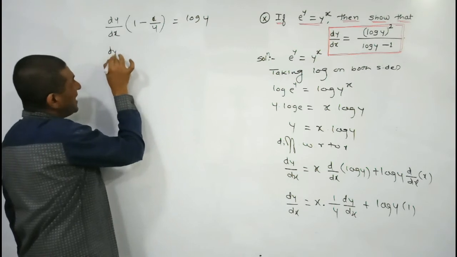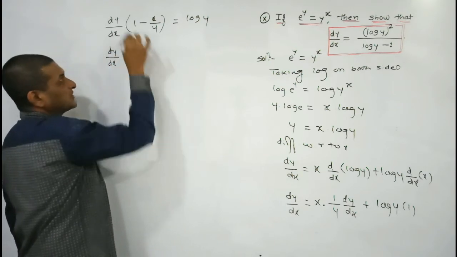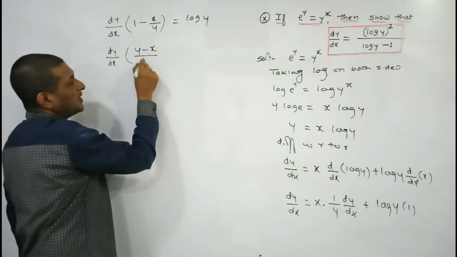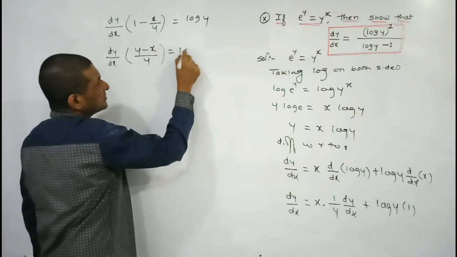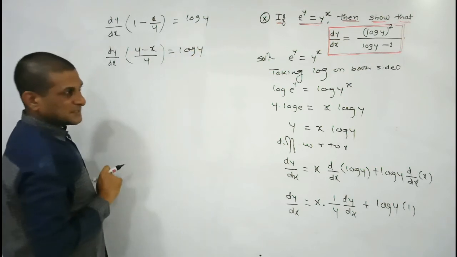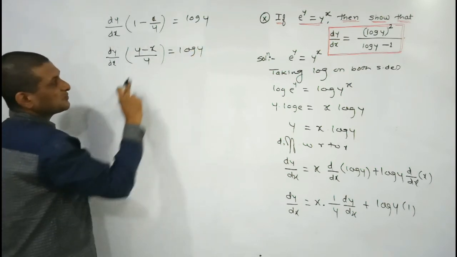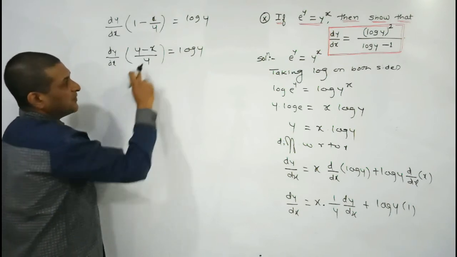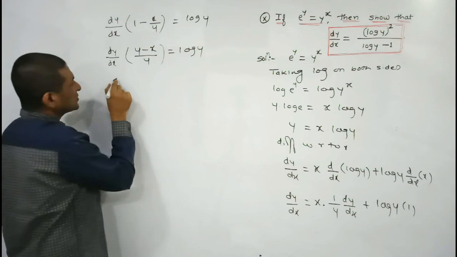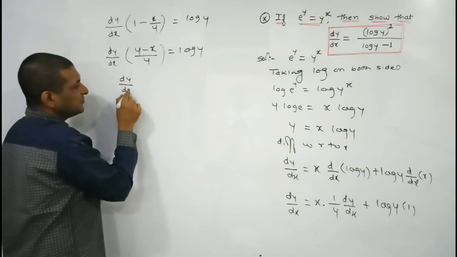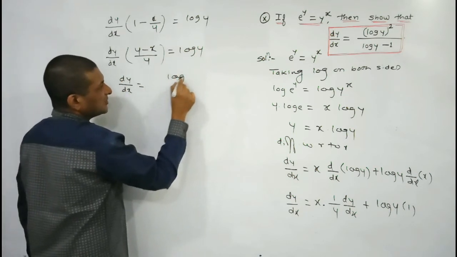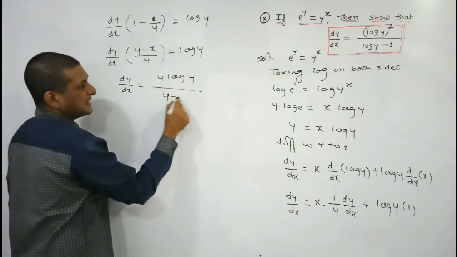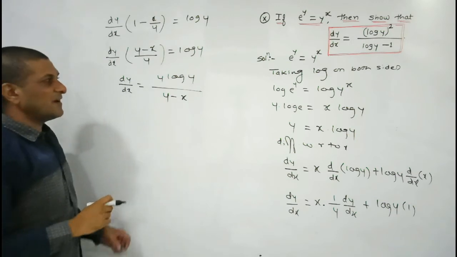So dy upon dx will be equal to, take the cross multiplication here, we will get y minus x upon y is equal to log y, isn't it? Now this y will get multiplied on this side. So y into log y, so dy upon dx will be equal to, see what we are getting, log y into y divided by y minus x. In this way we have got our required differentiation.